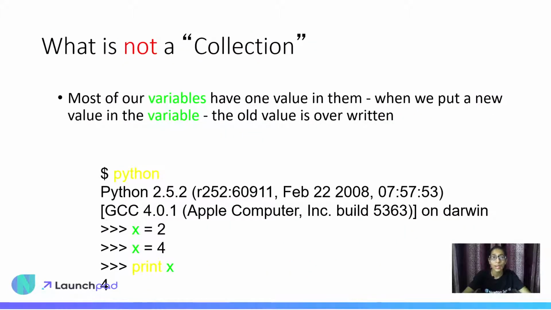So why is a collection not given in a particular variable? Most of our variables have only one value in them, but when we have to put a new value in a variable, the older one is overwritten. For example, if there is a name Manisha and I have to change that name, I have to overwrite it with Pooja. The variable has been given to me, but I have to overwrite it.